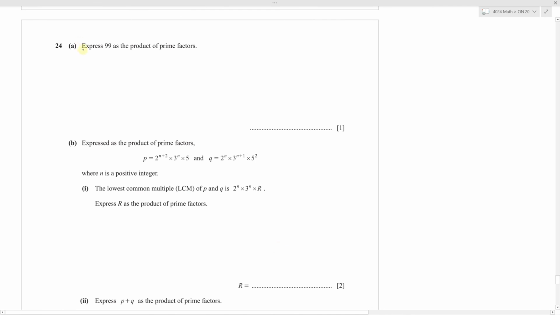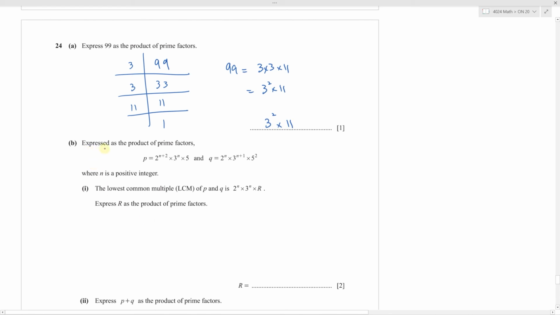Question number 24, part A: express 99 as the product of prime factors. So let's factorize 99. It's divisible by 3, which is a prime number. 3 3s are 9. It's again divisible by 3. 3 11s are 33. 11 is a prime number, so 11 times 1. So 99 can be written as 3 into 3 into 11, which is 3 squared multiplied by 11.